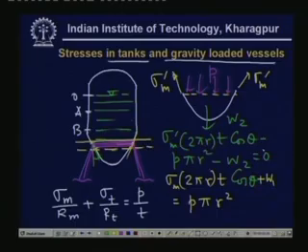Once we take these two into account, we see that sigma m prime minus sigma m times twice pi r t cosine theta will be equal to W1 plus W2, that is, the net weight of this liquid. That is very expected, that the stress here will be more than the stress over here, that is, sigma m will be more than sigma m prime, and this difference is due to the weight, and this is the stress taken by the foundation or this particular ring. So, this is the stresses in tanks and gravity loaded vessels.